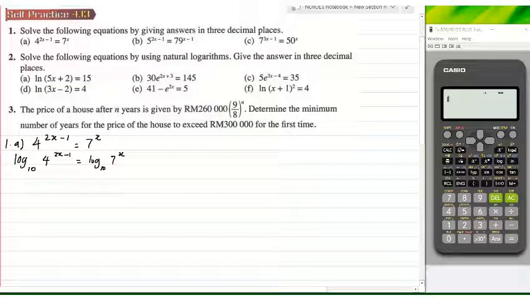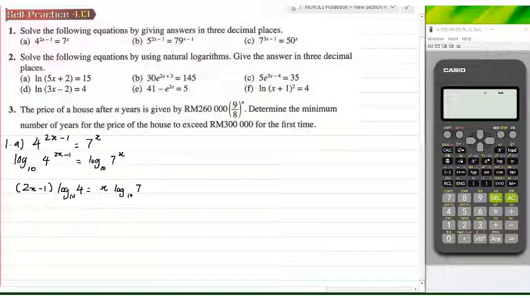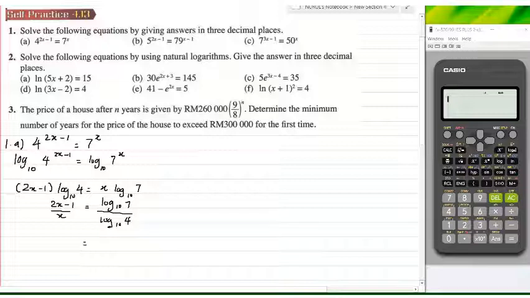Okay, and then the power come in front, 2x minus 1 bracket log 10 4 equal to x in front log 10 7, and we combine the x term in one side, 2x minus 1 over x equal to log 10 7 over log 10 4. Okay, it is now 2x minus 1 over x, log 10 7 divide log 10 4.